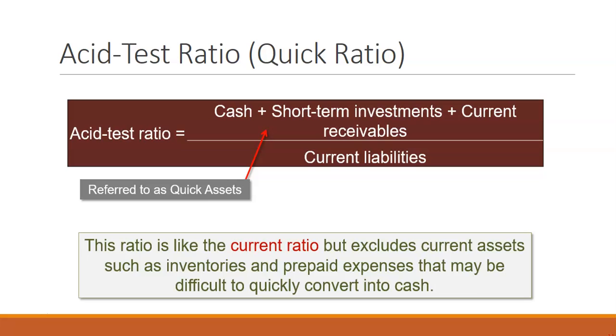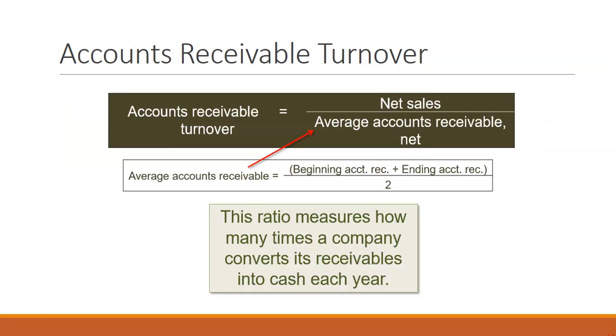Then we're going to look at our accounts receivable ratios. First, we have the accounts receivable turnover. This tells us how many times a company converts its receivables into cash each year. Accounts receivable turnover is our net sales divided by the average accounts receivable, net. The average accounts receivable is our beginning accounts receivable plus ending accounts receivable divided by 2.